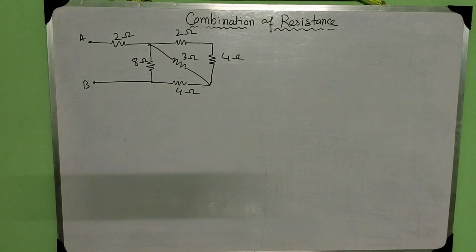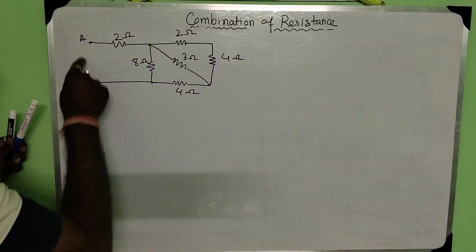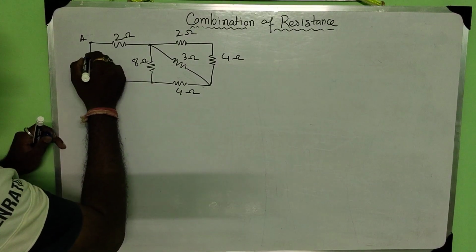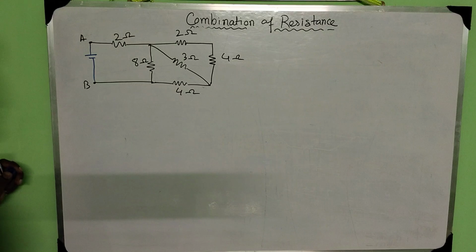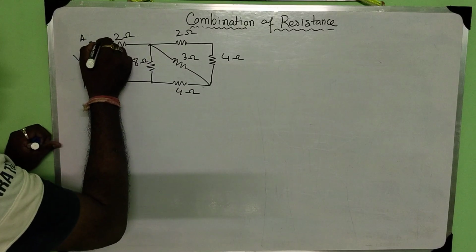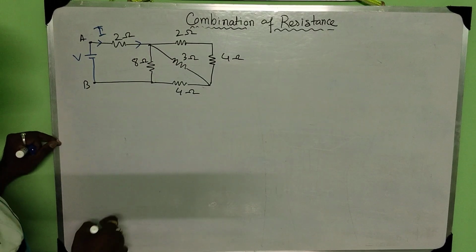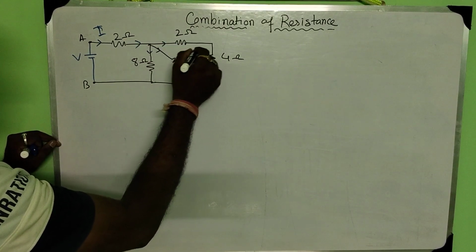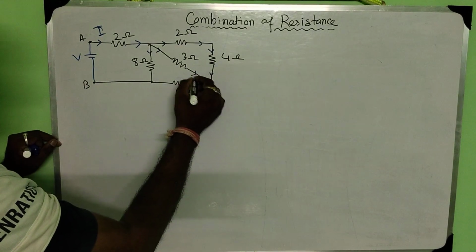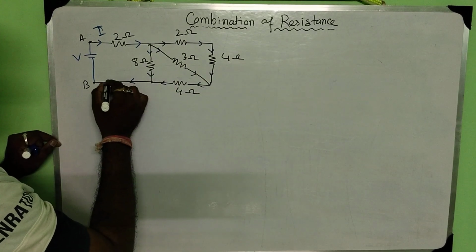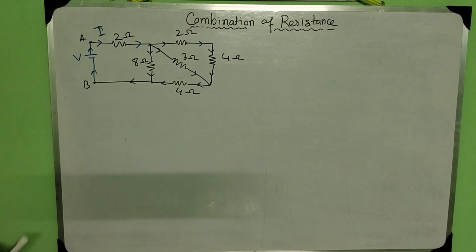So this is the circuit, okay, and you have to find out the equivalent resistance of this circuit. Now if this type of terminal is given, it actually means a battery connection, V volt. Obviously, this battery will make some current flow. Now here the current will get divided, and again. So this is the flow of current in the circuit.